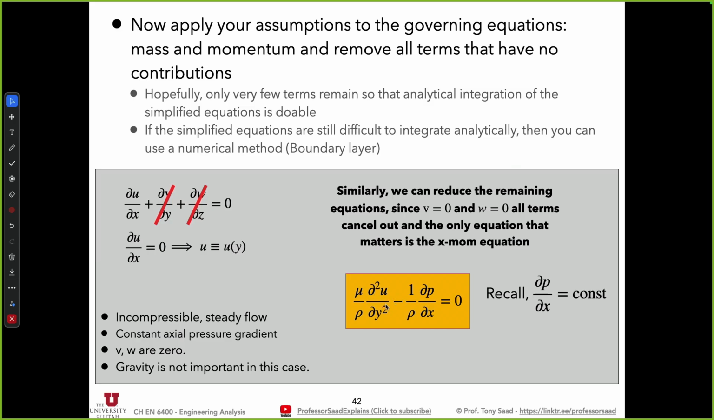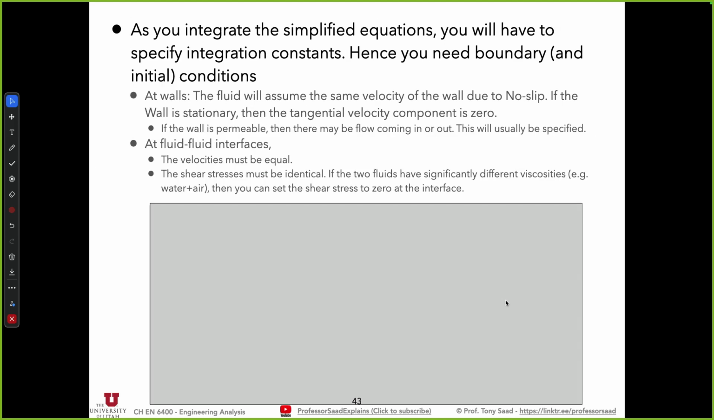total derivatives because u is only a function of y, so this could be just a total derivative instead of a partial. And dp by dx is given to us as a constant. I'm still going to keep it dp by dx, but it's a constant. Next, we integrate and apply our boundary conditions to get the integration constants. So now you can see that we will get a parabolic profile.